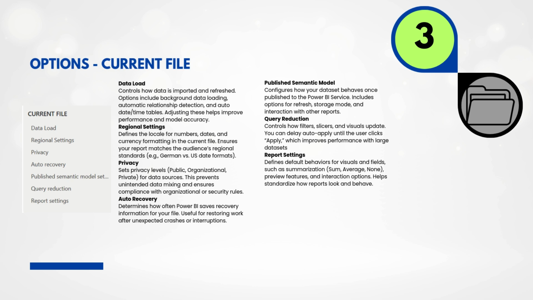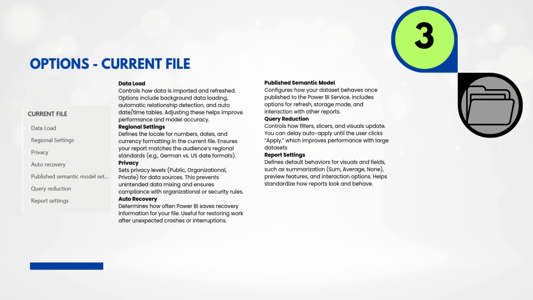Next, Regional Settings. This defines the locale for numbers, dates, and currency formatting. It ensures your report matches your audience's standard, whether that's German date formats or US currency symbols. Privacy Settings let you assign levels to your data source: public, organizational, or private. This prevents unintended data mixing and keeps you compliant with organizational and security rules.